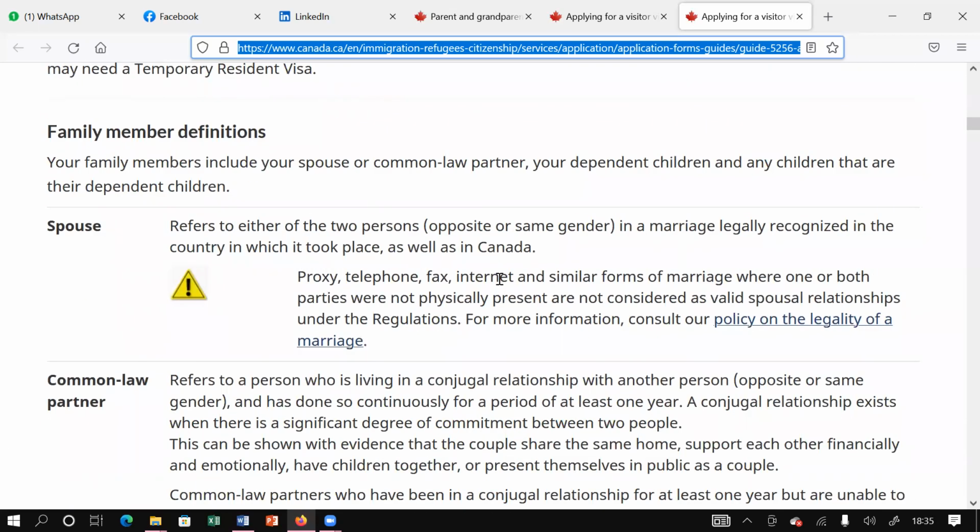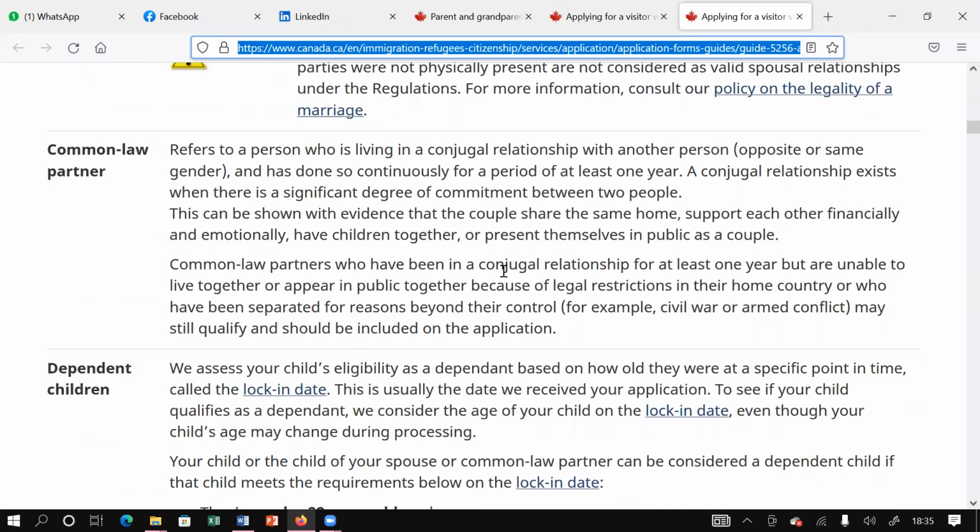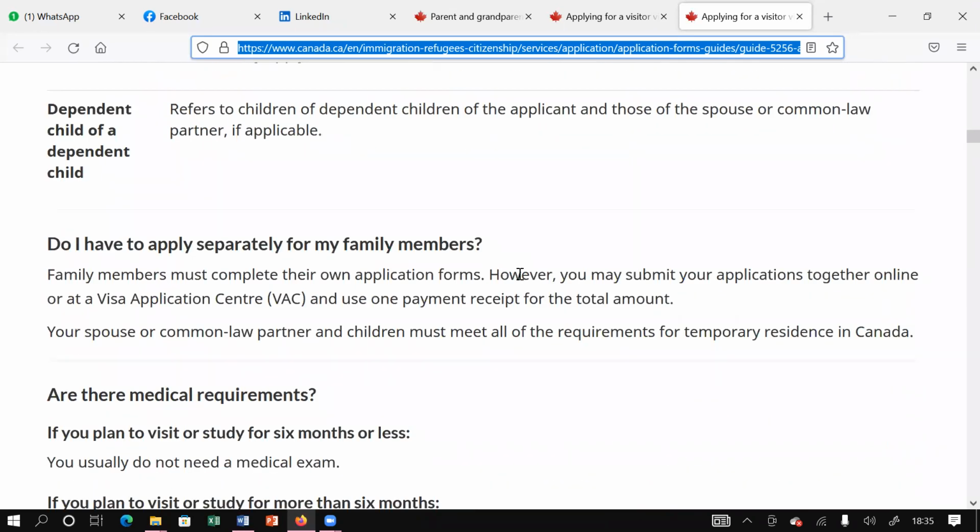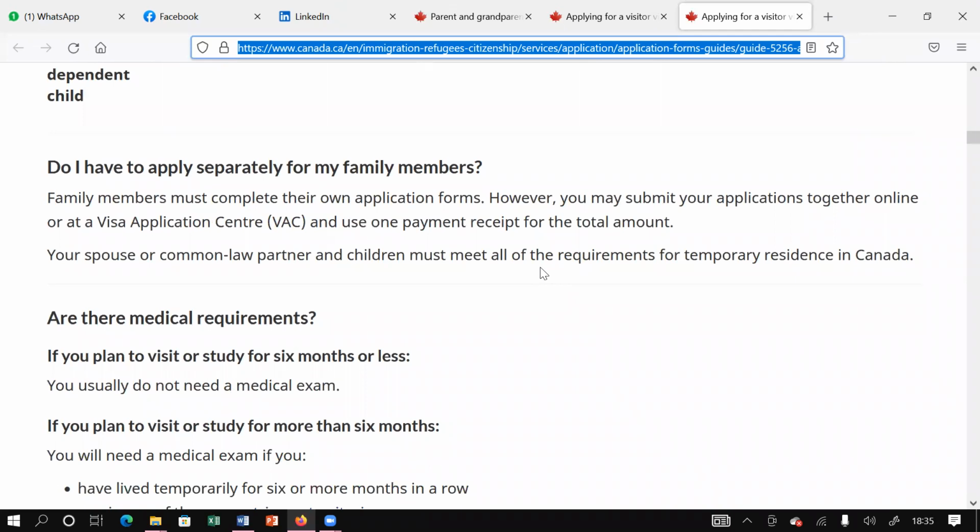Family member definitions. There are a lot of definitions: who are the spouse, who are the common law partners. I will not go through this. Now, family members must complete their own application forms. However, you may submit your applications together online or at a VAC, that is a Visa Application Center, and use one payment receipt for the total amount. The spouse or common law partner and children must meet all of the requirements for temporary residence in Canada.